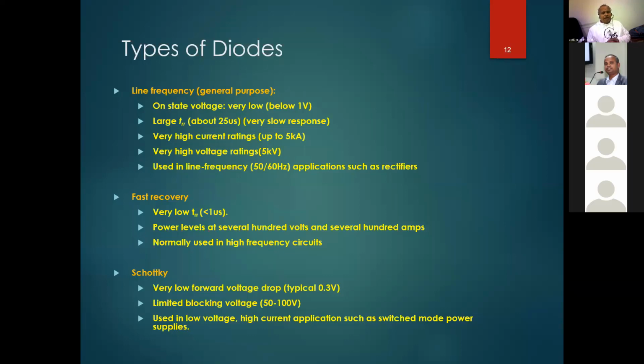And then the Schottky diode has a very low forward voltage drop, but limited blocking voltage, up to 100 volts, so very small. So we use it in low voltage applications, especially in switched mode power supplies.